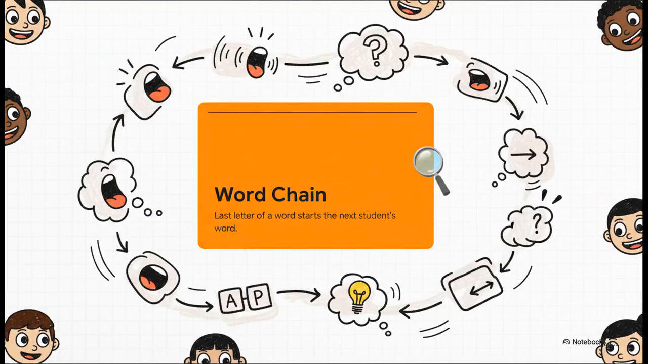And this brilliantly illustrates another fantastic zero-cost option, the word chain, or Shabdako Dori. It's super simple. The last letter of a word spoken by one student literally becomes the starting letter for the next student's word. This is a perfect game for teaching Nepali or English vocabulary. It requires absolutely zero prep time, and it forces students to actively, eagerly listen to their peers.